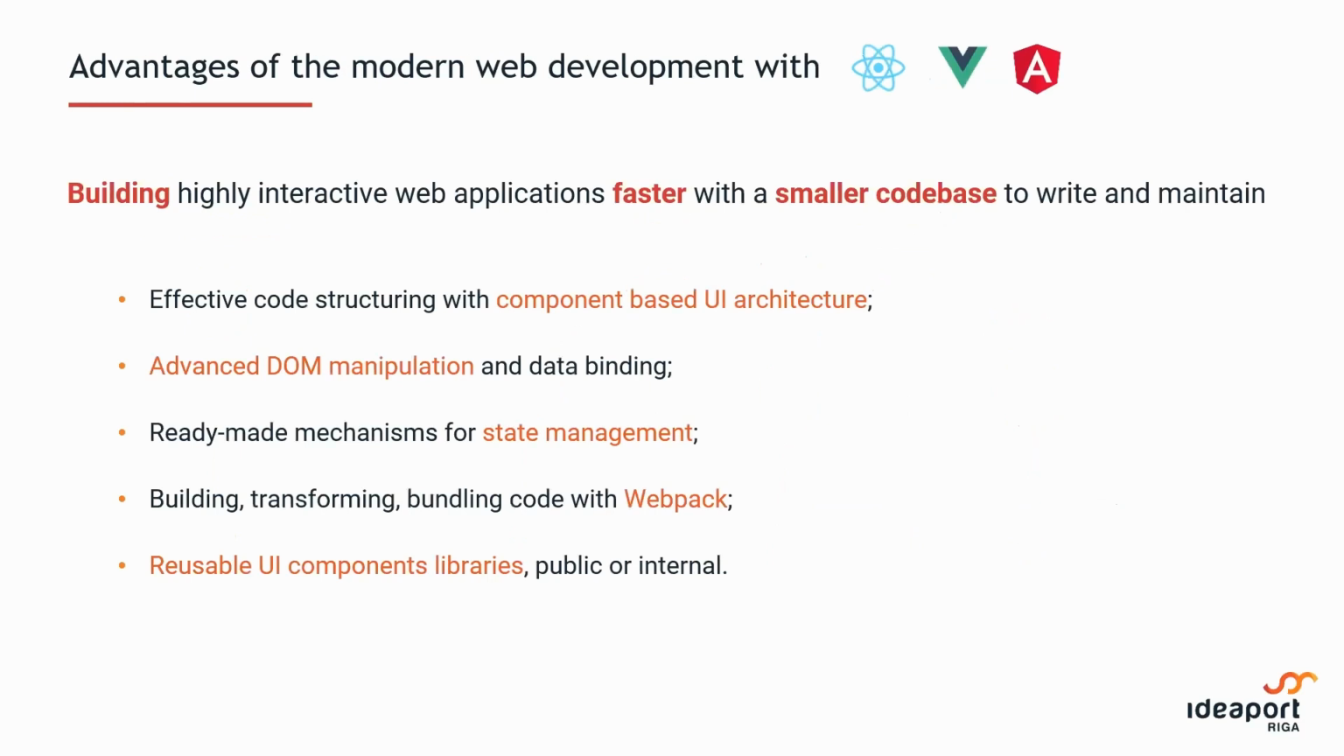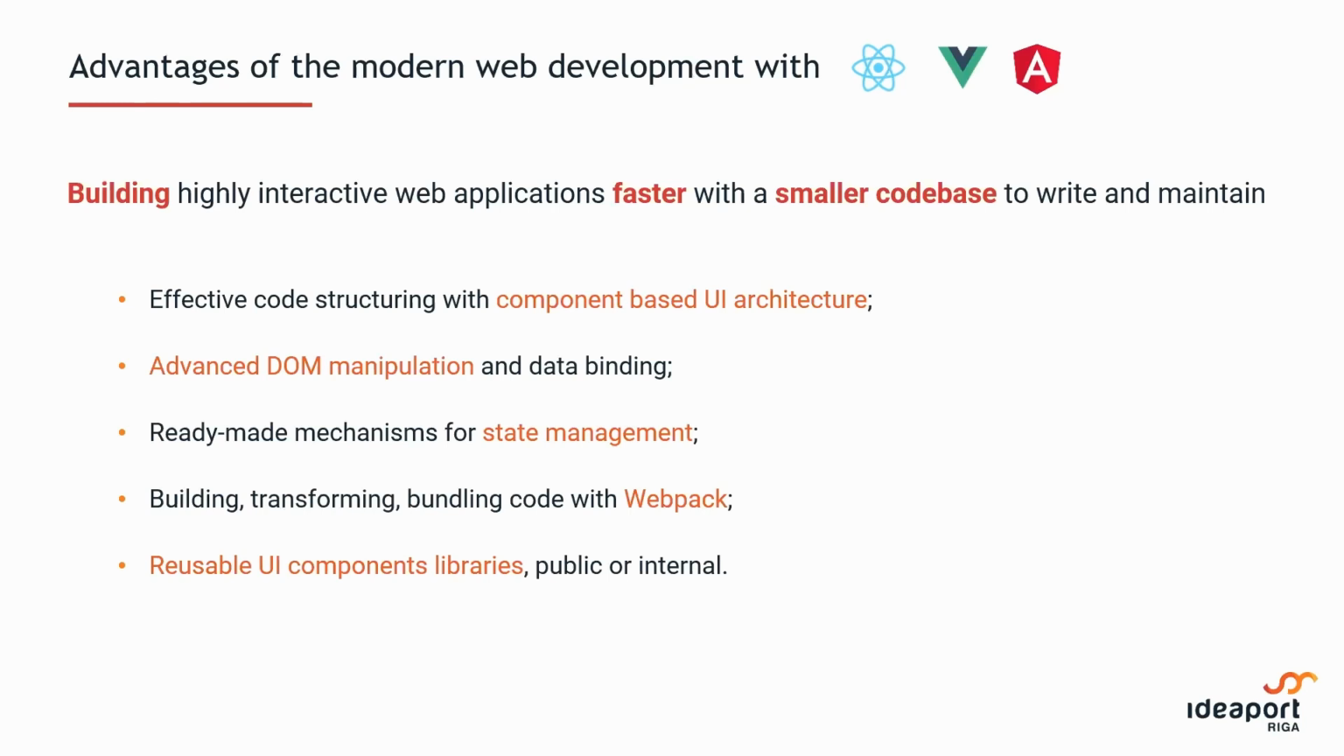Again, without going any deeper into the technology, if you try to sum up the advantages that these modern web frameworks bring us, it is basically the ability to develop highly interactive web applications much faster, and also with a smaller code base we need to write and maintain. So on one hand, it goes all the way to features like component-based architecture, advanced DOM manipulation, data binding. If you talk about web development, then you usually get other JavaScript libraries and solutions which provide ready-made mechanisms for state management. You can have a backpack which significantly improves the productivity of the developer.